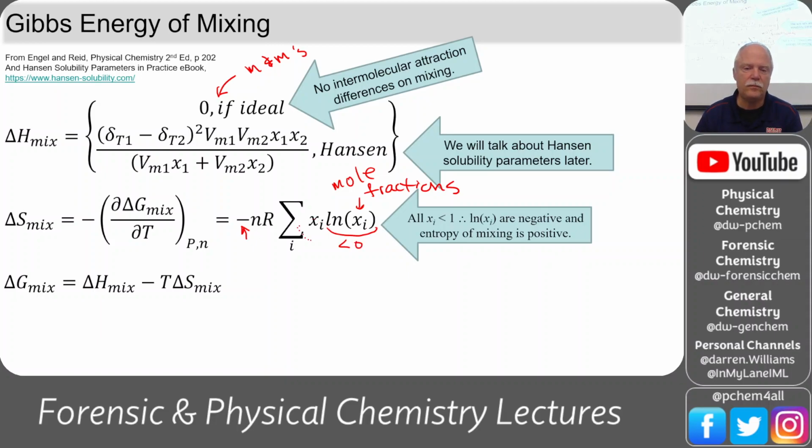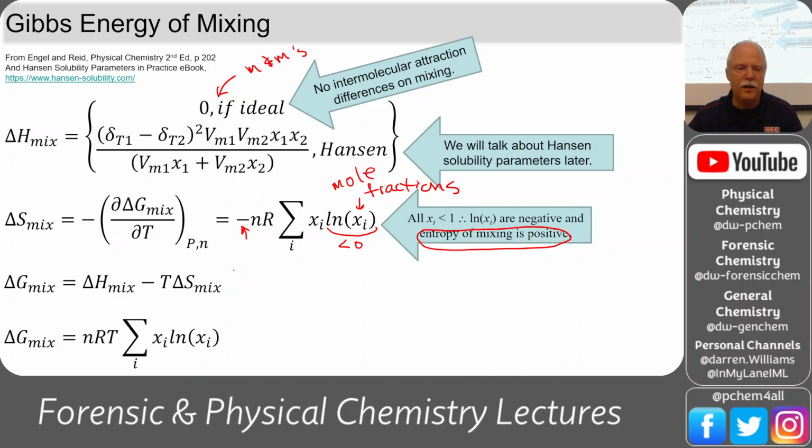And so our entropy of mixing is always positive. And if the entropy of mixing is always positive, and if delta H is 0, then we have spontaneous mixing. So delta G is less than 0. This is for ideal solutions. Delta G is just that nRT sum of x ln x. So let's get into the phase diagram. This just says that entropy drives the mixing.